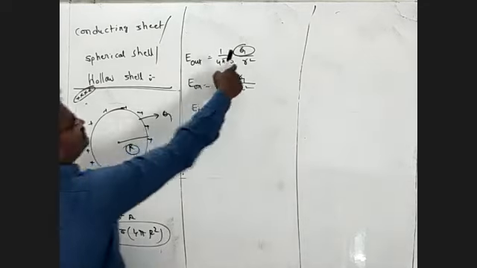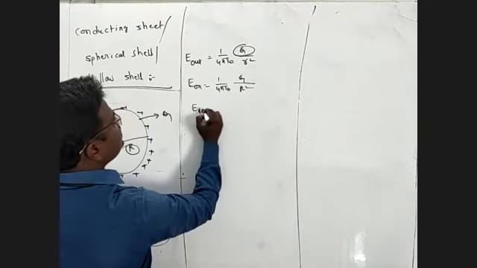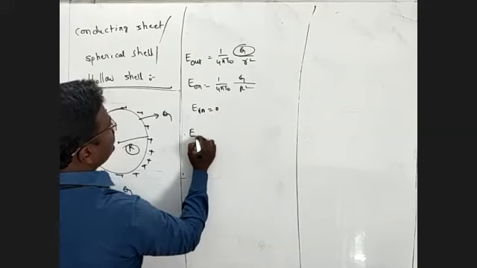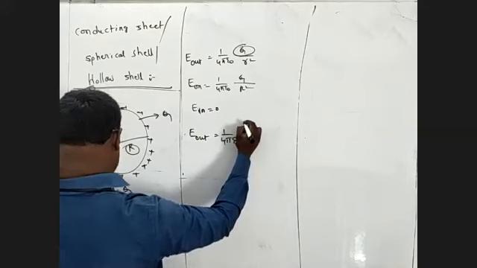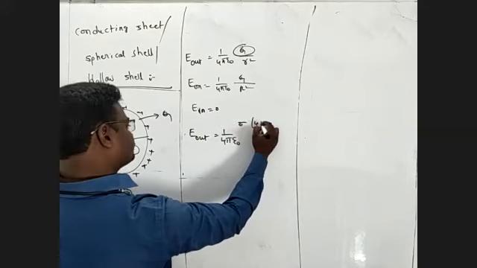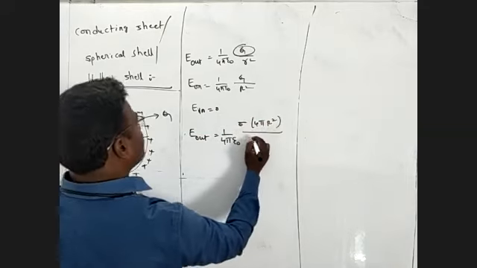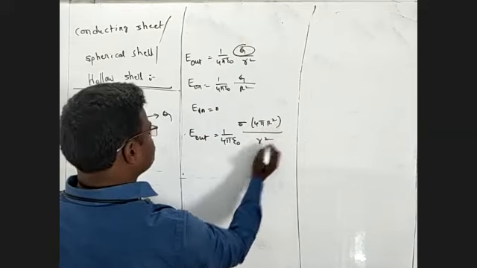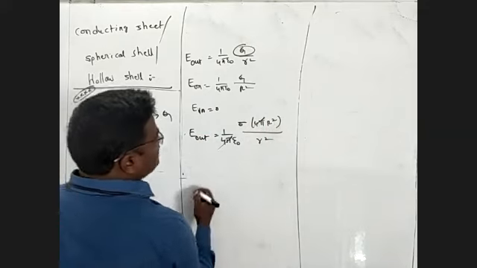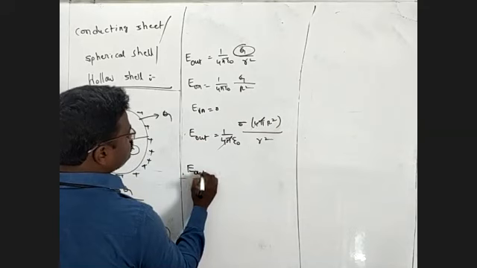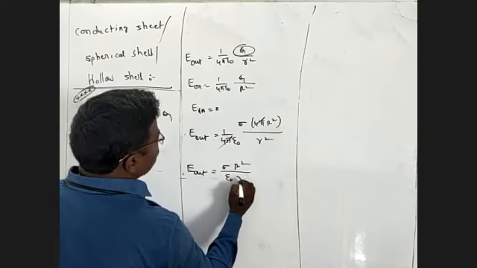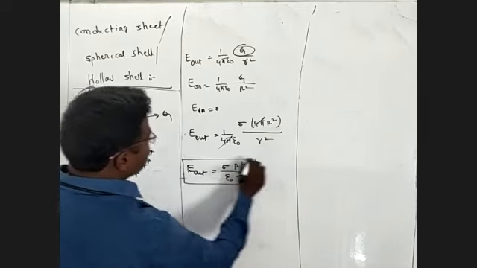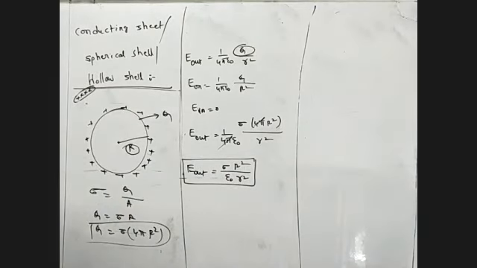Put this value in this equation, and E in is equal to 0. So E out is equal to 1 by 4 pi epsilon naught, Q means sigma 4 pi R square, by small r square. So 4 pi cancels. So E out is equal to sigma R square by epsilon naught small r square. This is a value.